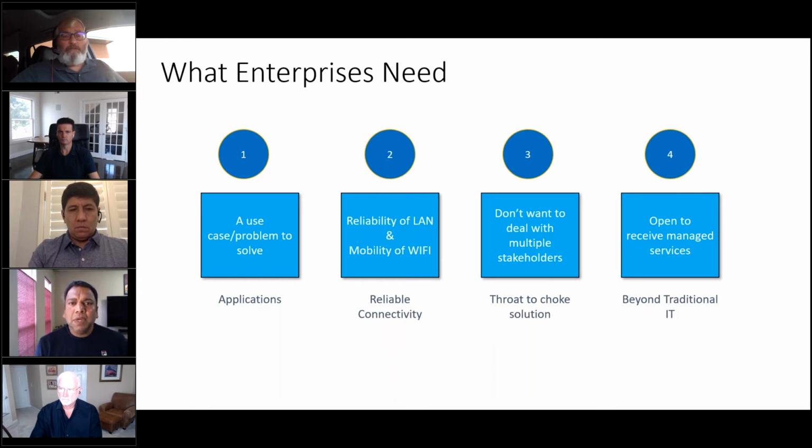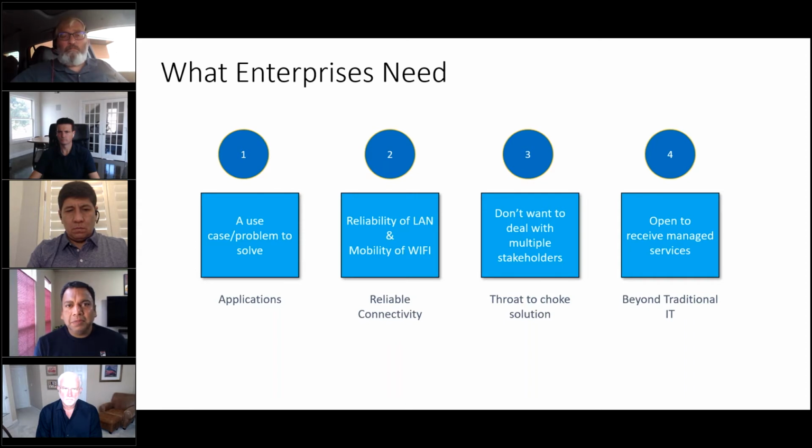The second one is they are looking for the reliability of a LAN and the flexibility and mobility of Wi-Fi. And this is where the private network is very promising because it can deliver both. And on top of that, it can also deliver the security and the control of data that these enterprises are looking for. The third one is these enterprises are going through a learning curve right now.